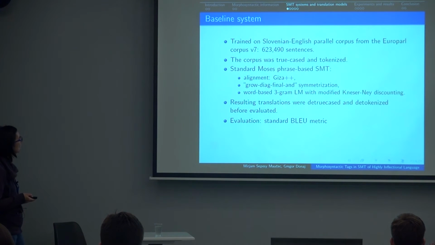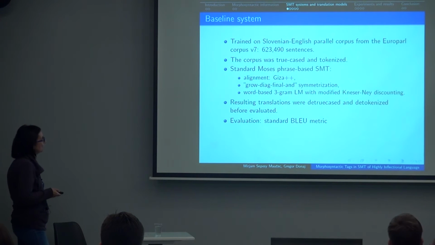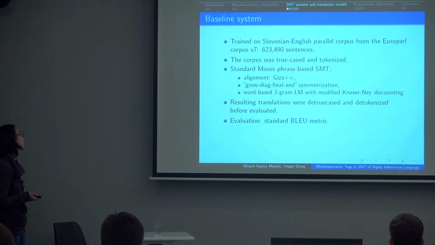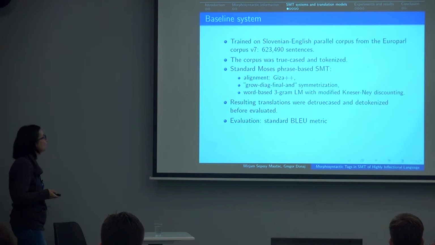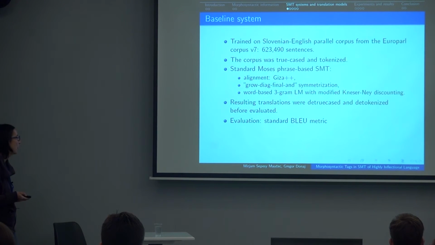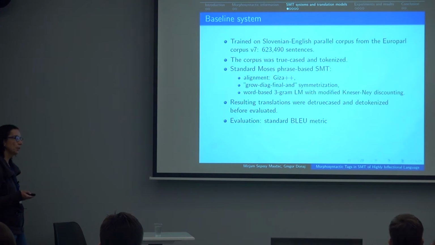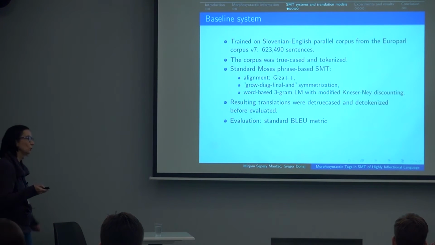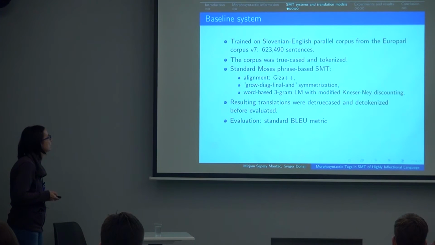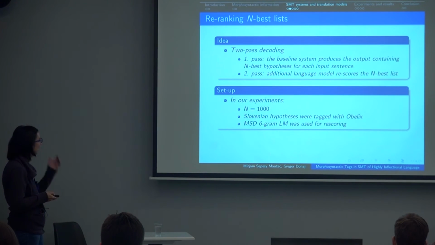For alignment, we use the GIZA++ tool, and after training GIZA++, grow-diag-final symmetrization was used. In the baseline system, we use a word-based 3-gram language model with modified Kneser-Ney discounting. The resulting translations were detruecased and detokenized before evaluation. For evaluation, we use the standard BLEU metric with no adaptation to inflectional features of the Slovenian language, for example.